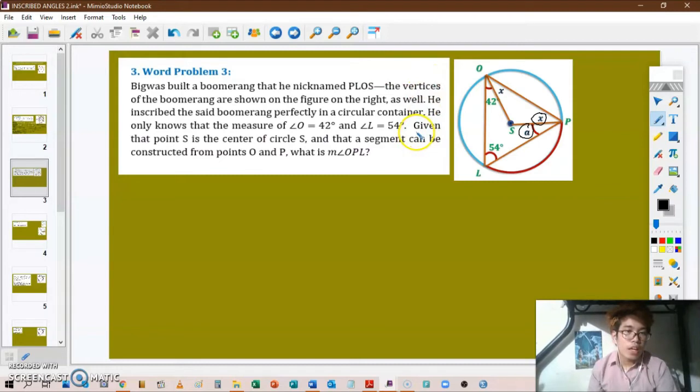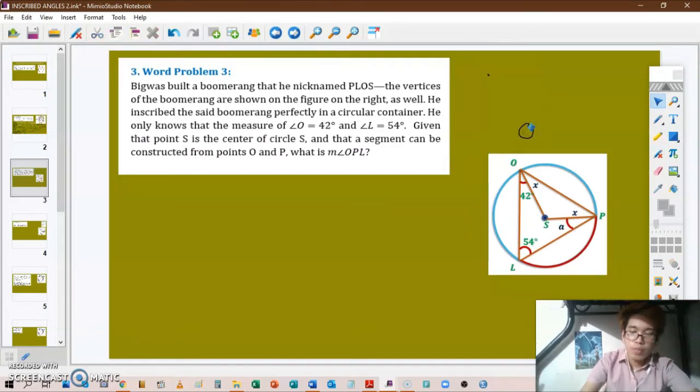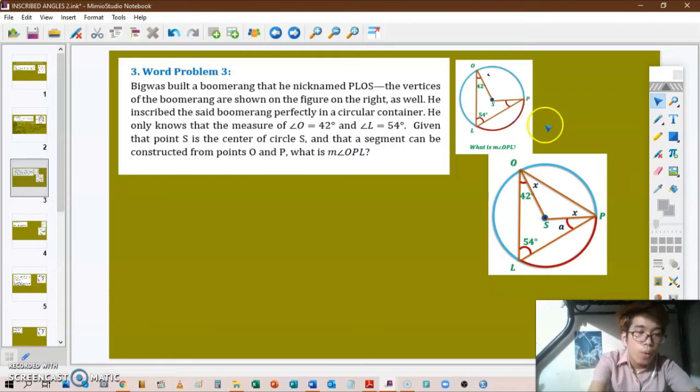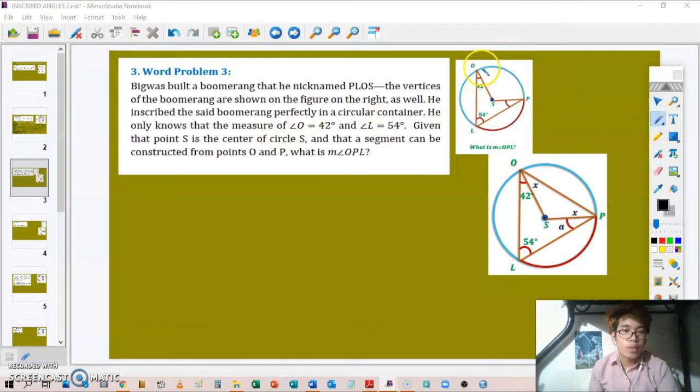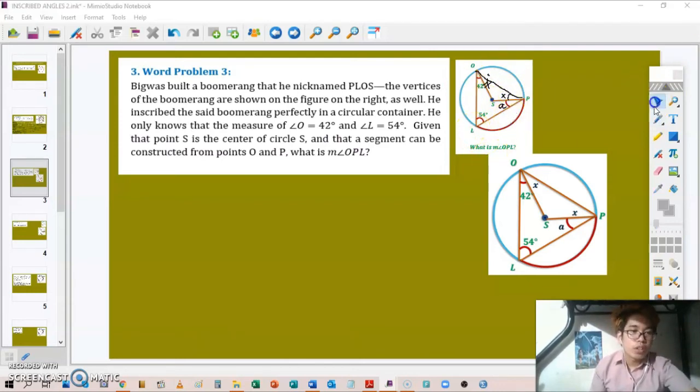The first thing we can do is try to name the angles that we have here. From this figure, let's draw a line connecting O and P. If we connect O and P, we will have created a triangle OLP. Let's put a value here that's going to be x, and let's name this a. So therefore, we have this angle, and we can replace that figure by this one.